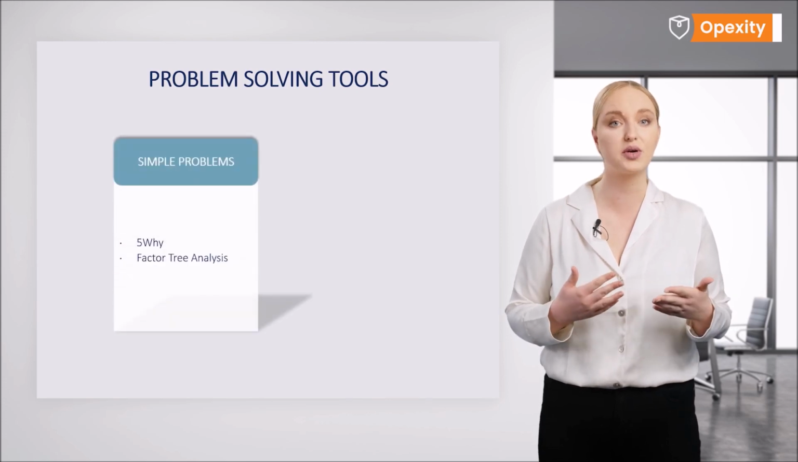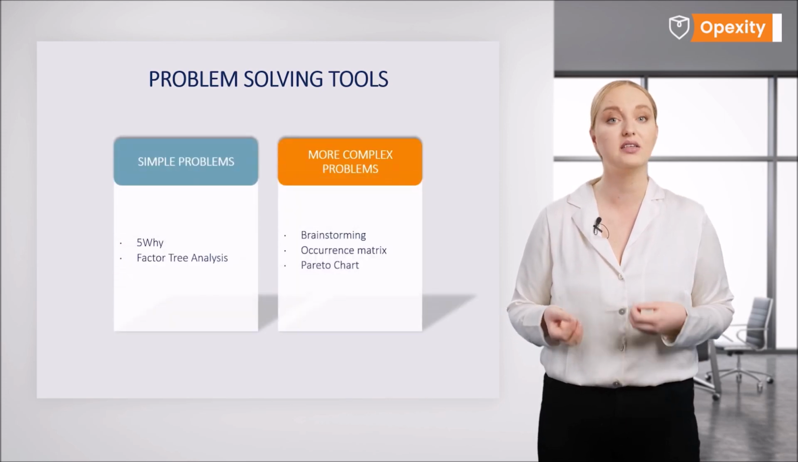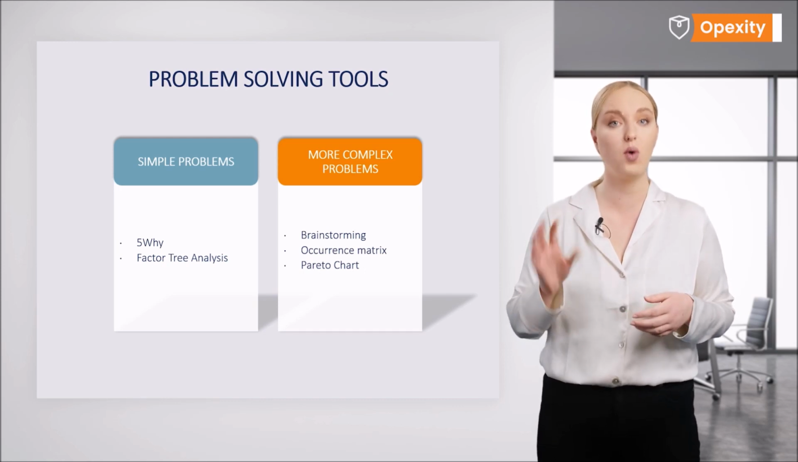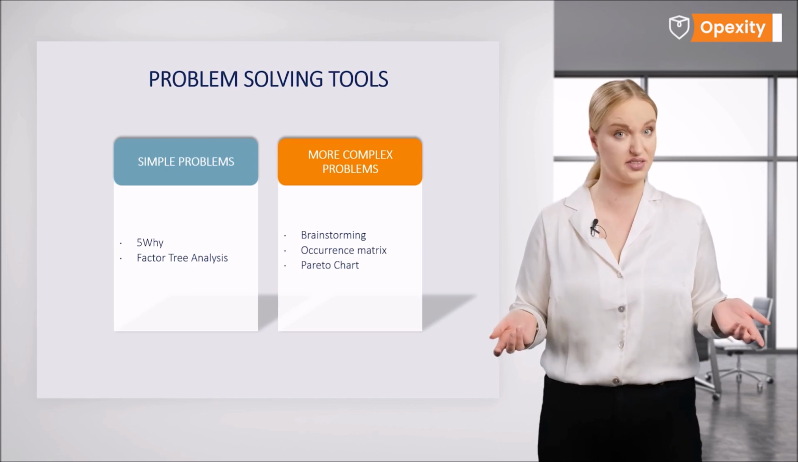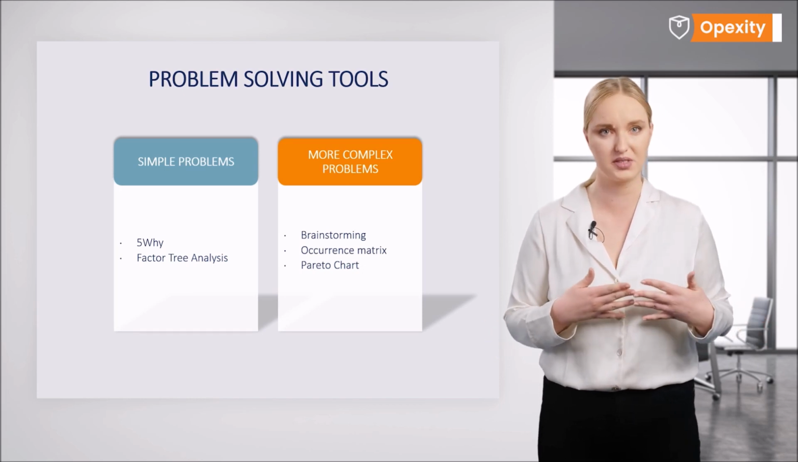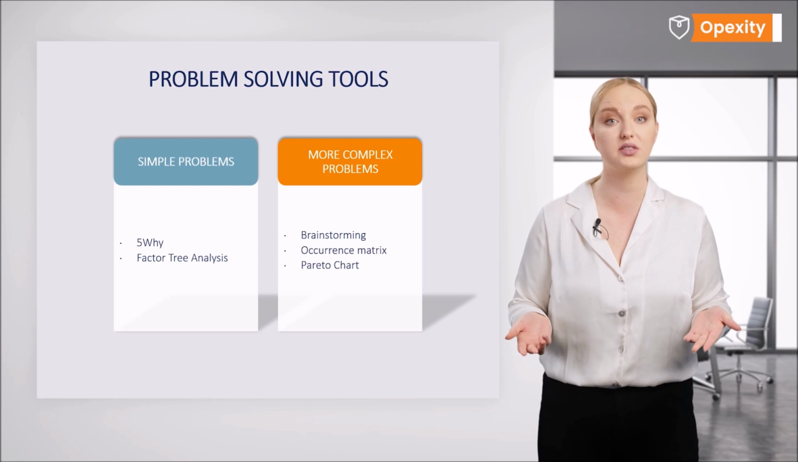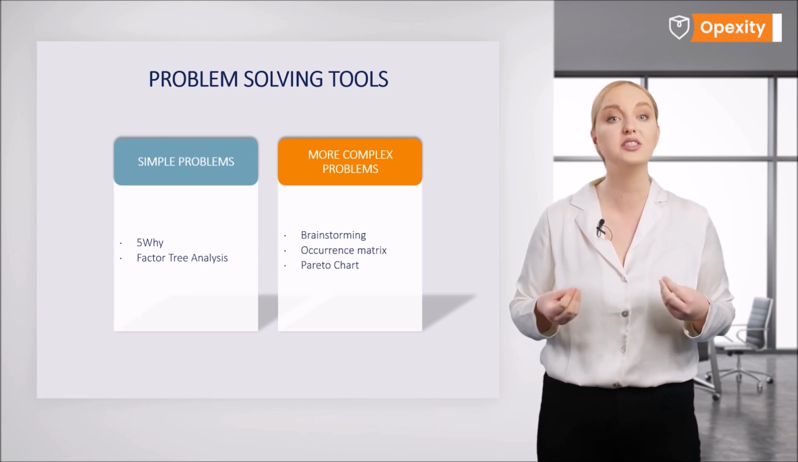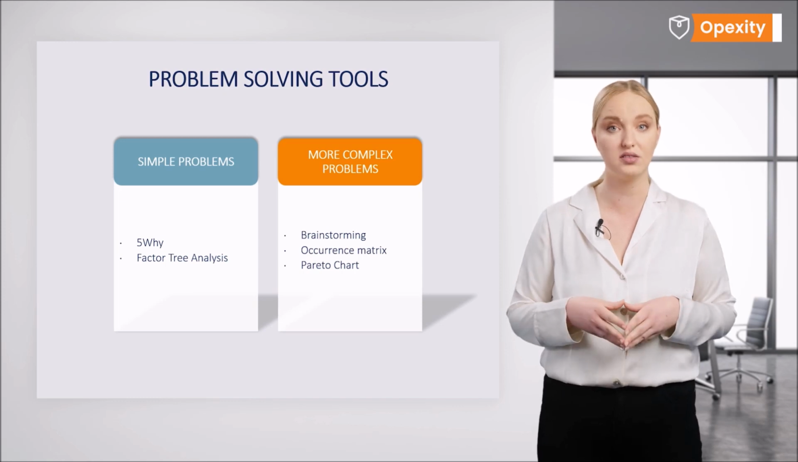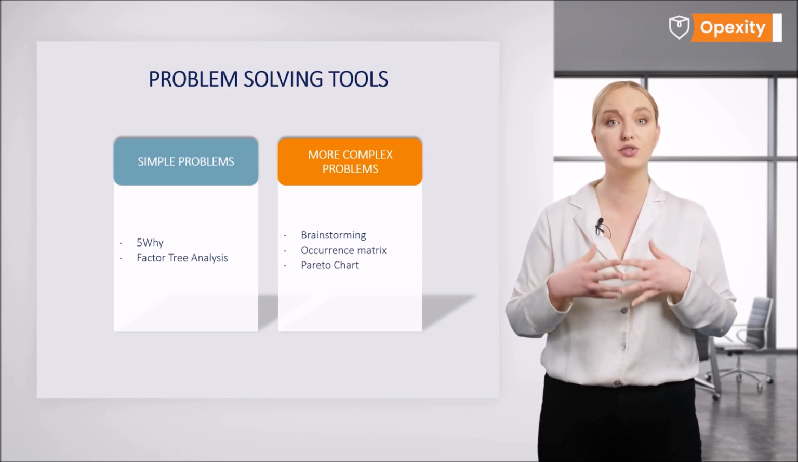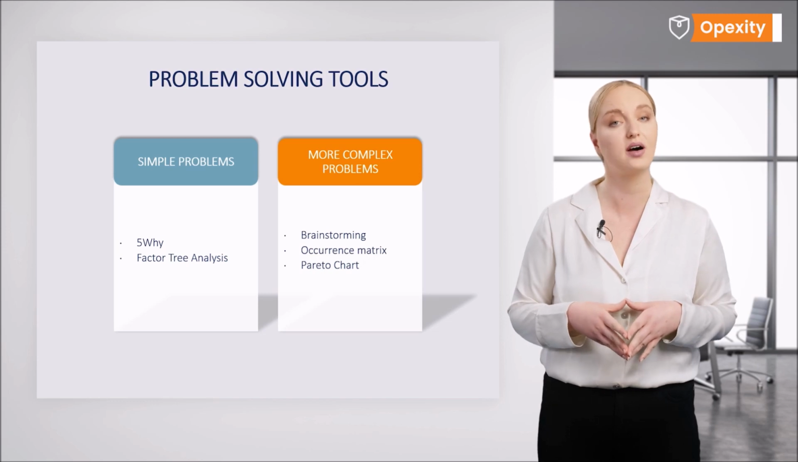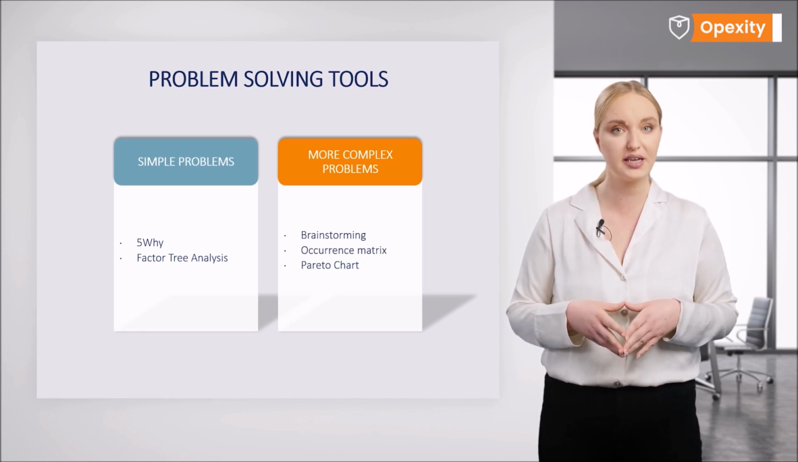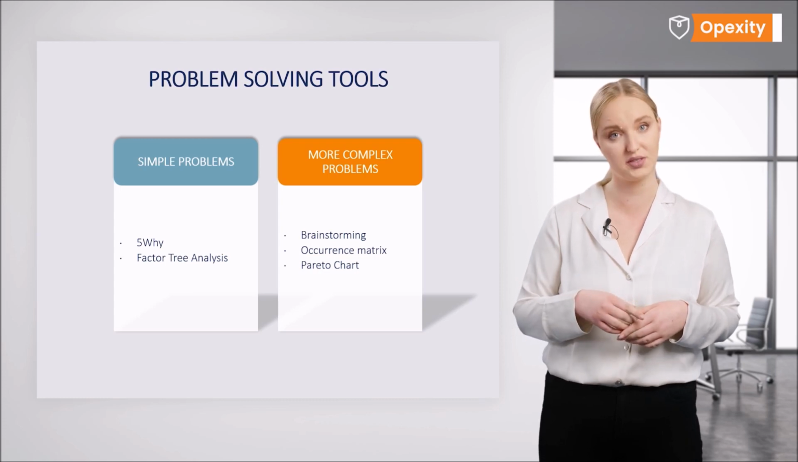When it comes to the tools to look for the causes of problems, here's my list. I've divided them according to the difficulty of the task. Simple problems you can try and solve with the following methods: 5 why, factor tree analysis. More complex problems can be analyzed using the following sequence. Brainstorming to define the cause, then an occurrence matrix to determine the most likely cause, and a Pareto chart to verify those most important causes of problems. If you're not already familiar with these tools, be sure to check out the Basic Problem-Solving Tools course.